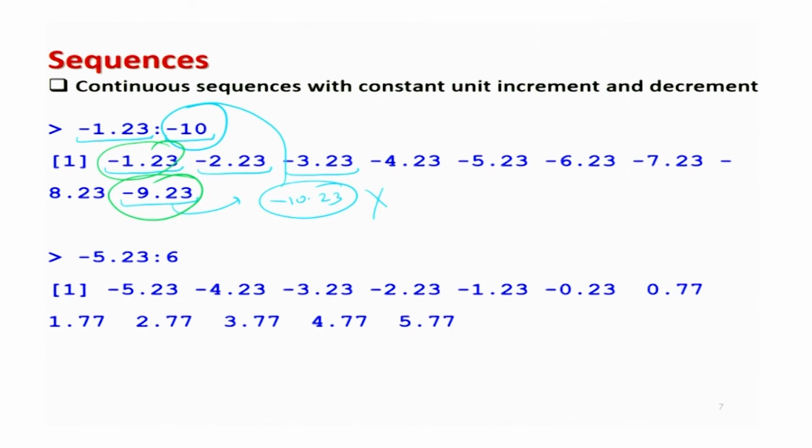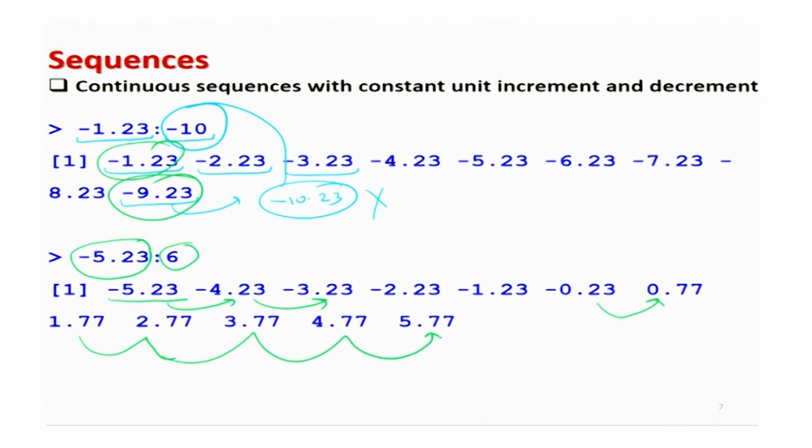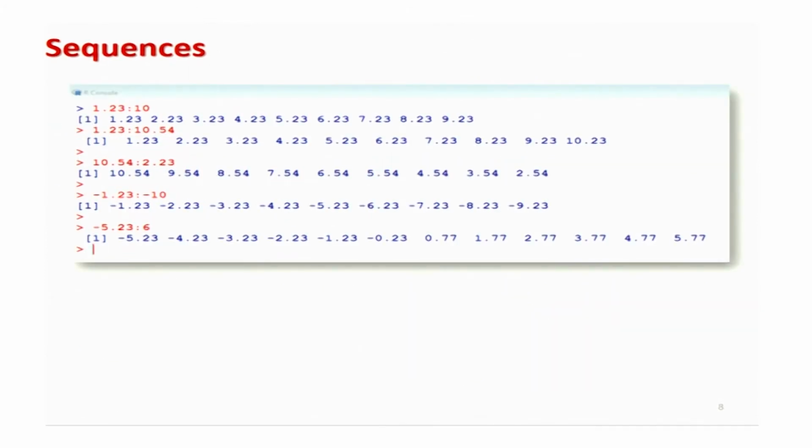And similarly, if you take a combination where the starting point is a negative value and the ending point is a positive value, what will happen here? This will begin at minus 5.23, then minus 4.23, minus 3.23, and then somewhere it will become positive, 0.77, and then it will continue and finally come to 5.77. After this the next value is going to be 6.77, but this value is greater than 6. So the program will stop here and this will not be included. You can see this is how this program is going to work. And this is the screenshot of all these operations.